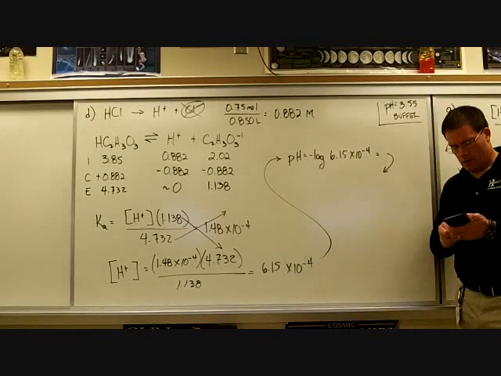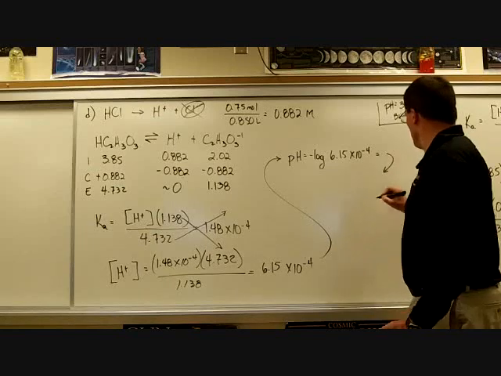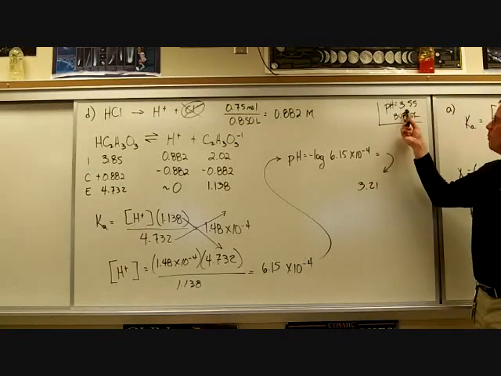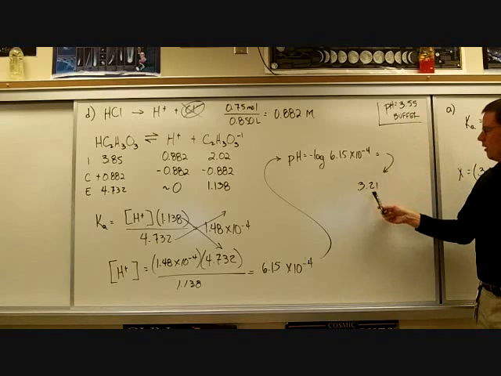And then finding pH. So negative log, 3.21. Okay. Now, the original pH was 3.55. Here it was 3.21. Not too bad.